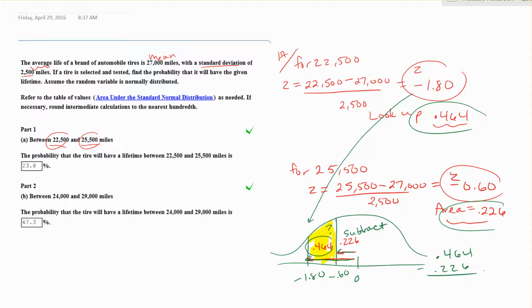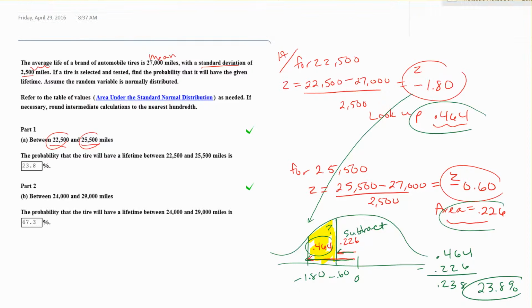Notice that when your z is negative, your areas are still positive. Area and percents will never be negative. So 23.8% of tires selected will last between 22,500 and 25,500 miles.